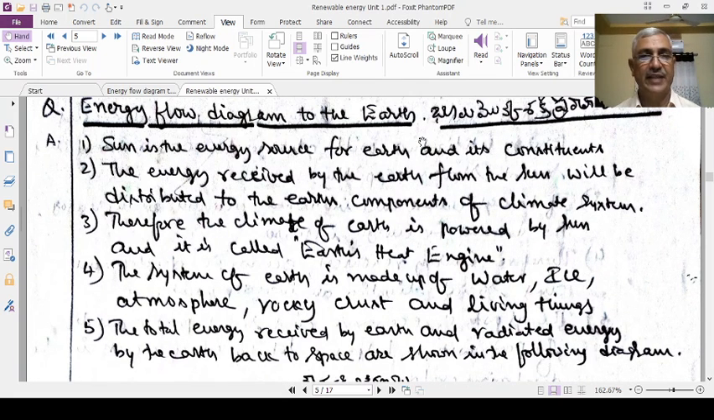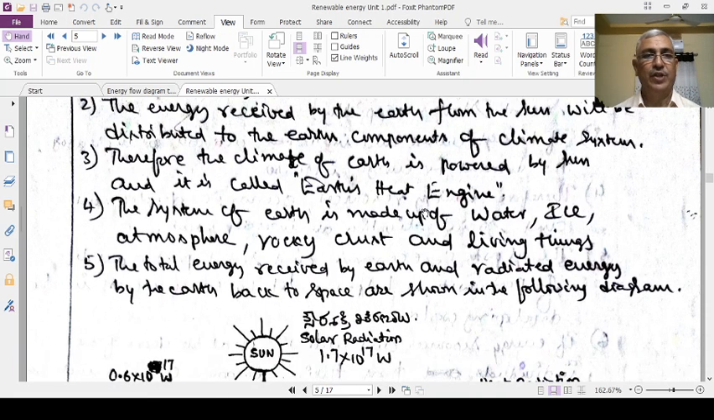The sun is the energy source for Earth and its constituents. The energy received by the Earth from the sun will be distributed to the Earth's components of the climate system. Therefore, the climate of the Earth is powered by the sun, and it is called the Earth heat engine. Earth is a heat engine. There is an input source, and there is an output for this heat engine.